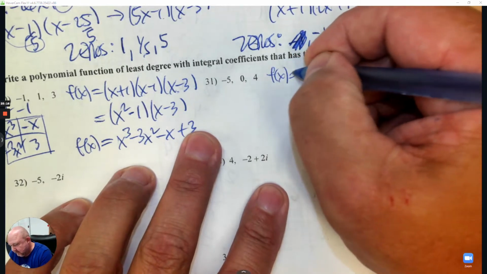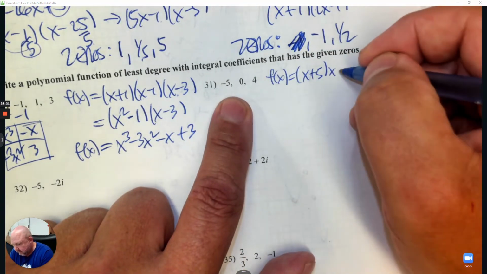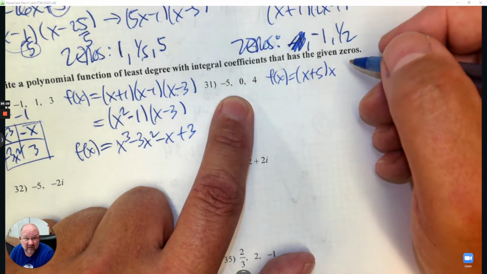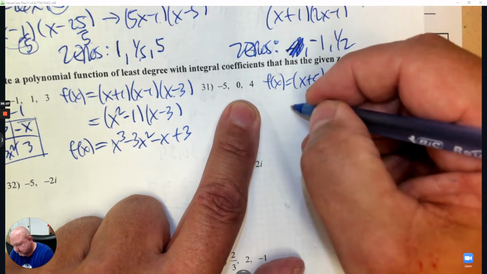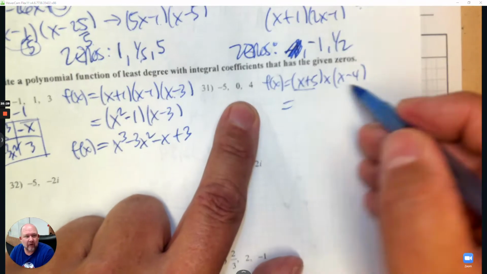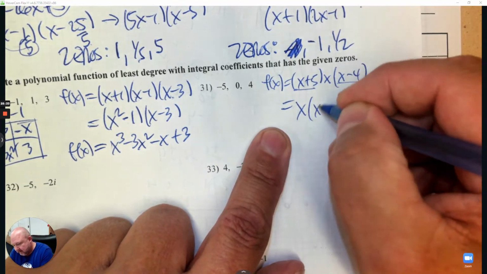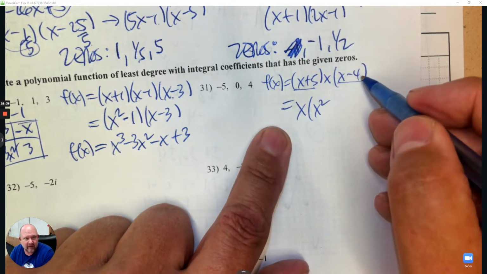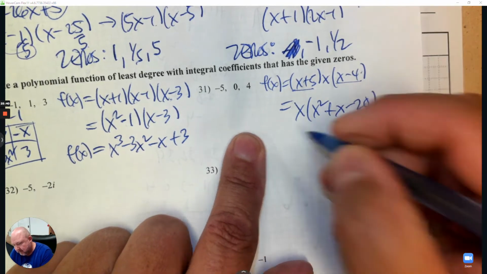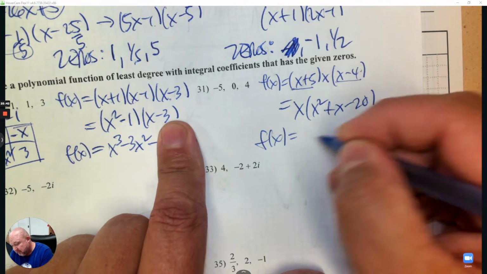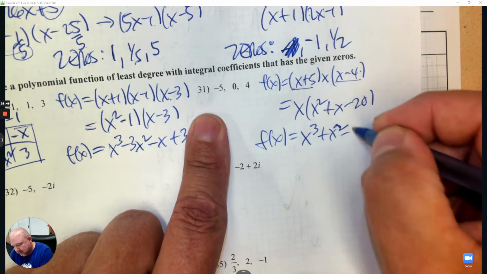Negative 5, that's x plus 5. 0, that's just x, or x minus 0, which is x. And 4, which would be x minus 4. So I can multiply the first and last together and then multiply everything times x. So that's going to be x squared. 5 take away 4 is 1x. And then 5 times negative 4 is negative 20. And then multiply x, and you have x cubed plus x squared minus 20x.